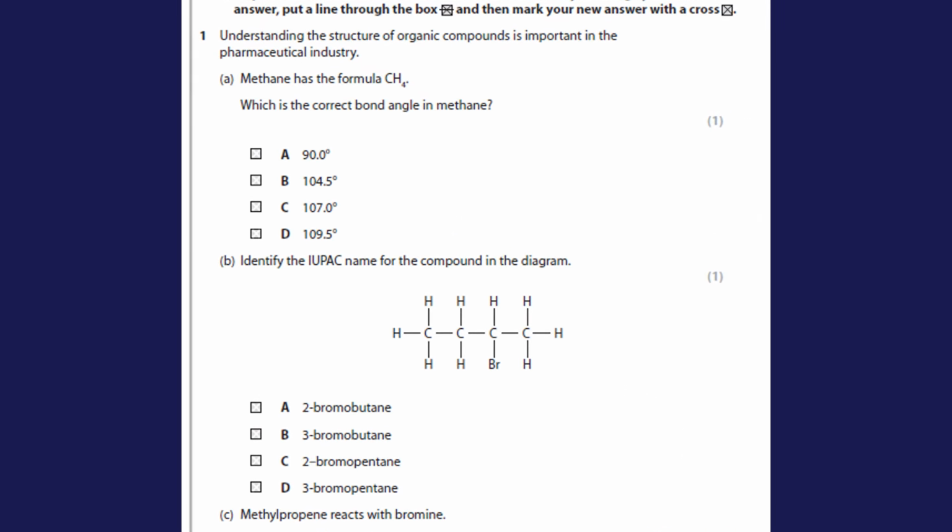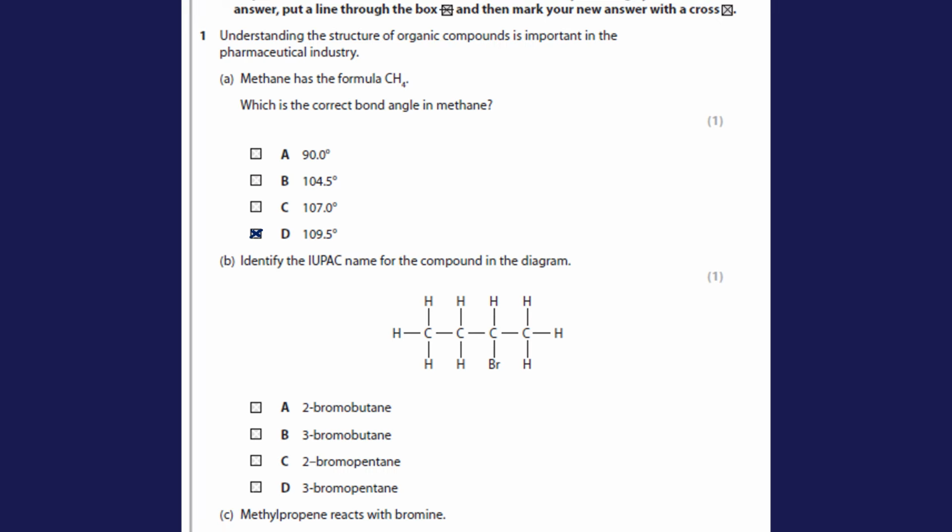So the first couple of marks are multiple choice here. First up, methane has the form CH4. What is the correct bond angle? Well, the bond angle in alkanes is 109.5 degrees. The bond angle in alkenes was 120, and in benzene it was also 120. So there's my first mark there.